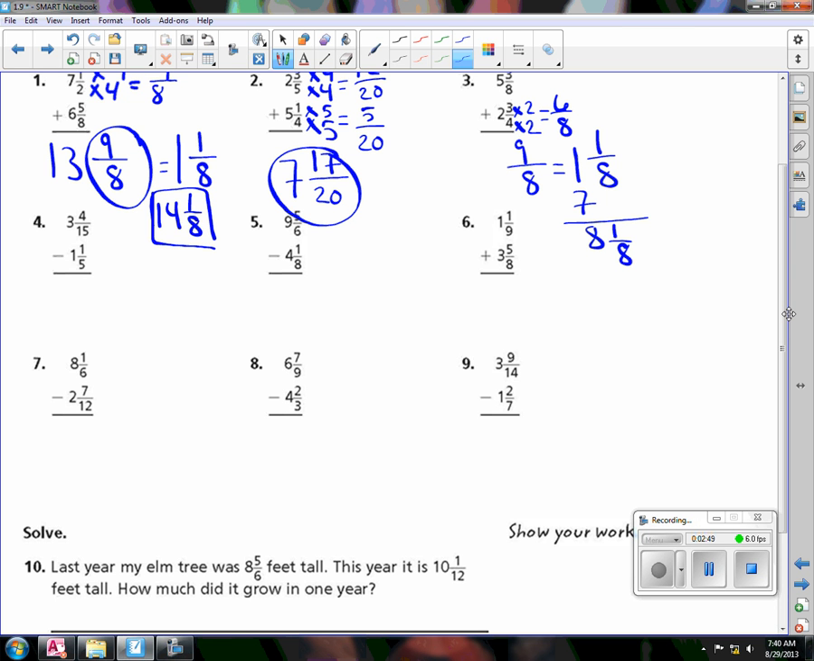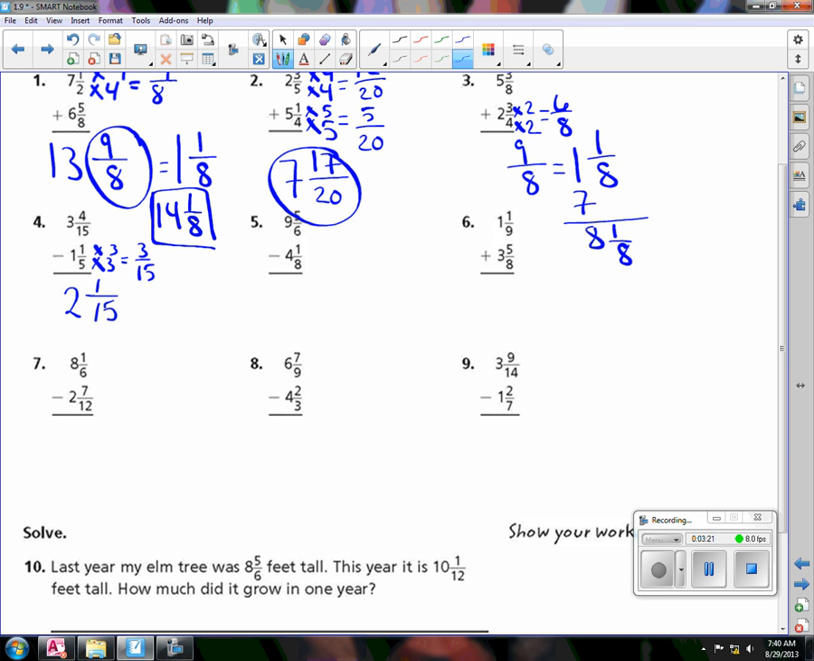When I look at this one, the first thing I see on number 4 is that it's 3 and 4/15 and 1 and 1/5. So I know 15ths is my common denominator, multiplying by 3. So 5 times 3 is 15. 1 times 3 is 3. So 4/15 minus 3/15 leaves me with 1/15. Remember, I only subtract numerators. 3 minus 1 is 2. So 2 and 1/15 then is my final answer.